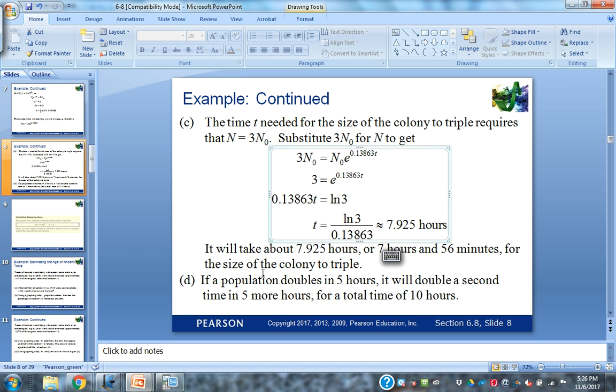D has a little shortcut to it: if it doubles in 5 hours, it would quadruple in twice that amount of time, which would be 10 hours. But you could work it the same way as you did this, except instead of a 3, what would you put there to quadruple something? Put a 4 there and then rework the problem. You'd get 10 on this one. So that is definitely something that could be done easily there. All right.